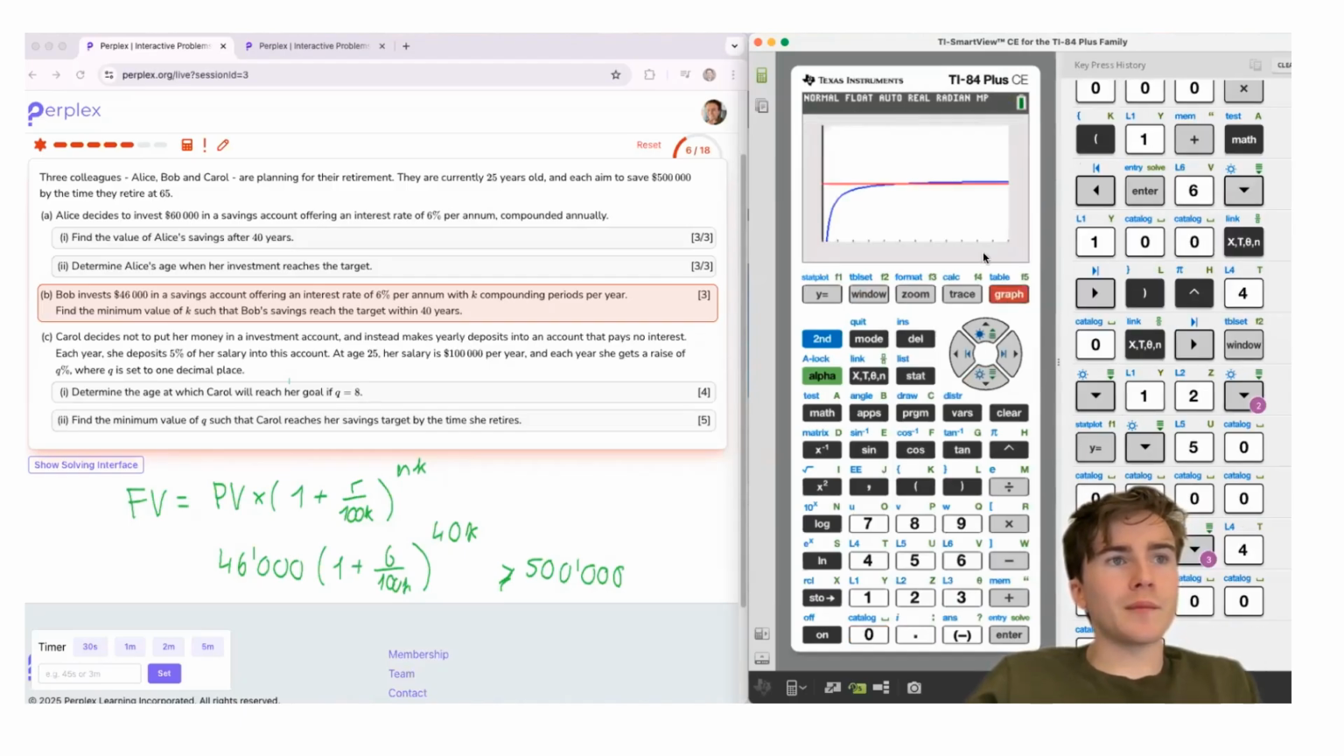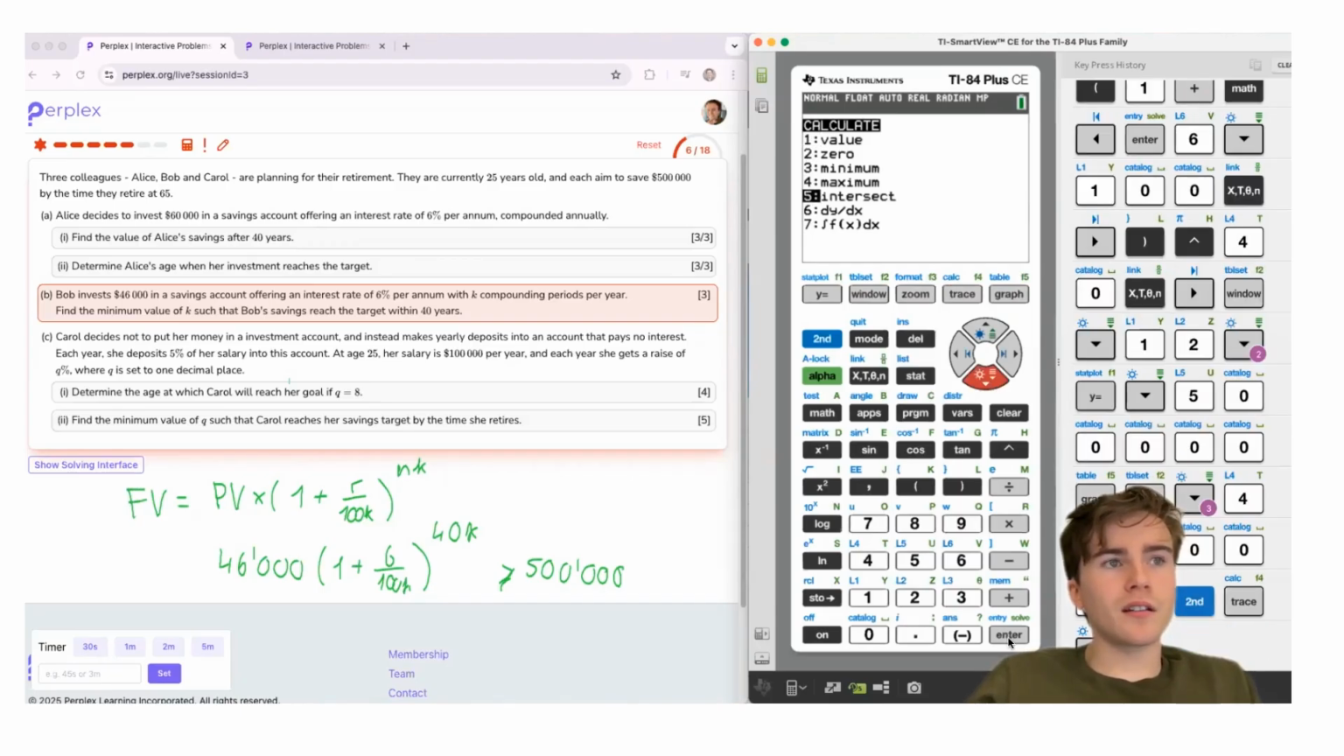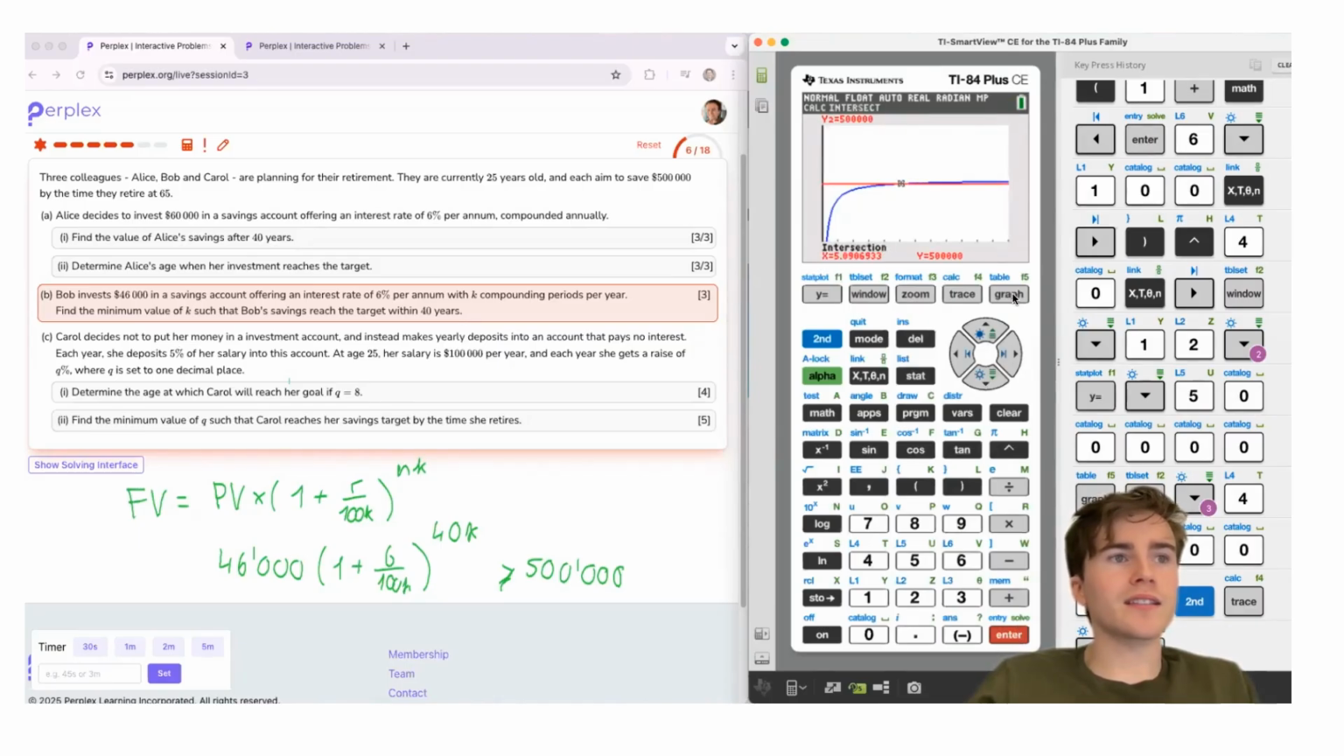You can see that a little bit better. Okay, now if I do the intersection by going to calc and intersect, first curve, second curve, and guess. Okay, x is 5.09. So k is 5.09 is the minimum value of k such that Bob's savings reach the target. But k is a number of compounding periods per year.